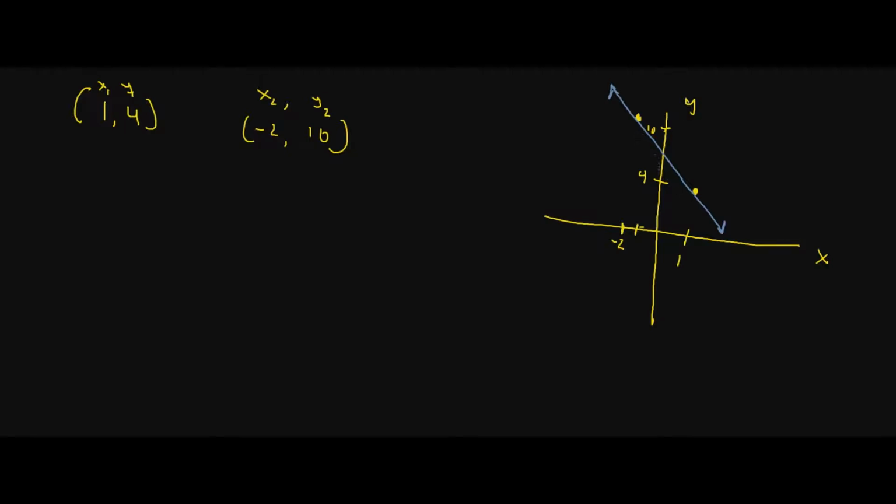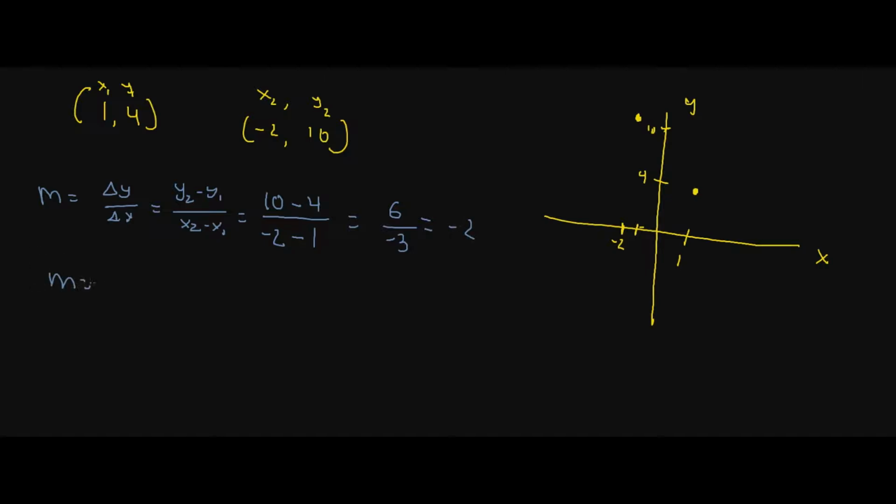You notice in this case we don't know our slope and we don't know our y-intercept. We can try making a slope triangle, but because I'm not giving you a graph, it's better to use our formula. To find our rise over run, our slope, it's our change in y over our change in x, which is y2 minus y1 over x2 minus x1. Well, y2 is 10 minus y1, which is 4, divided by -2 minus 1. -2 is x2 and x1 is 1. So we get 6 over -3, which is just -2. That tells us m is equal to -2.